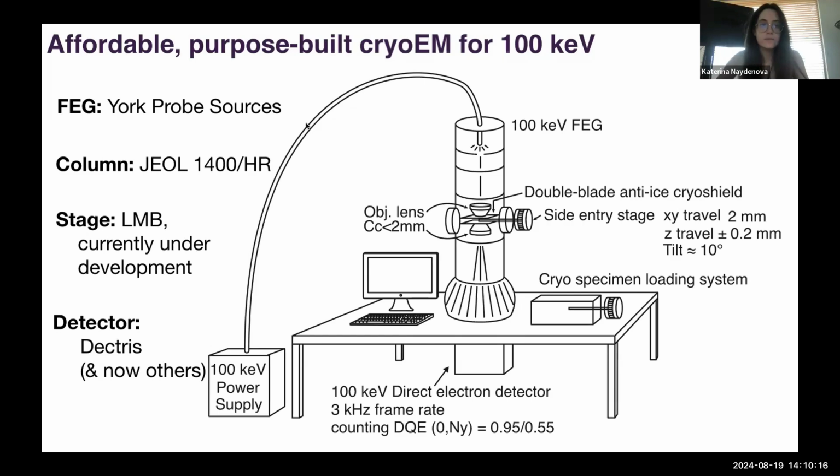The whole microscope is built around a JEOL 1400 column, which is fairly inexpensive in itself, with a high-resolution pole piece. You will see that we used some commercial side entry holders from Gatan, and in the proof of principle work, we used this JEOL microscope stage as is, but we also have a project where we're developing an improved prototype of a stage here at the LMB.